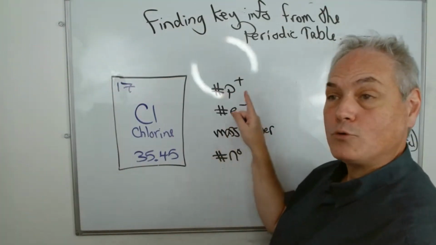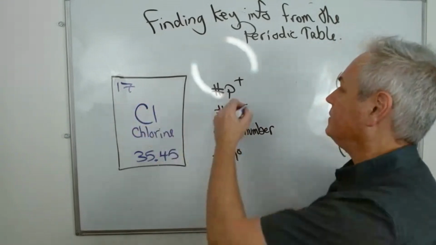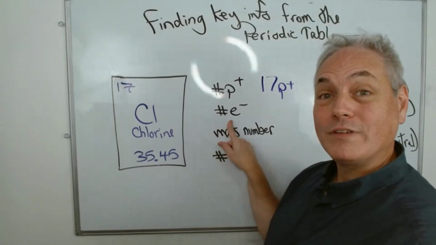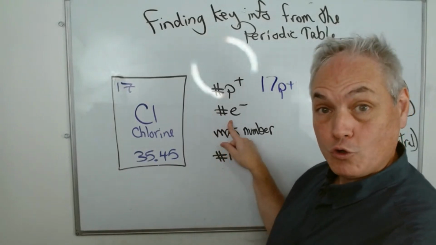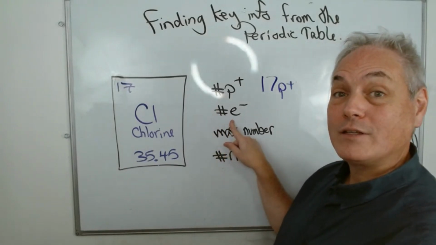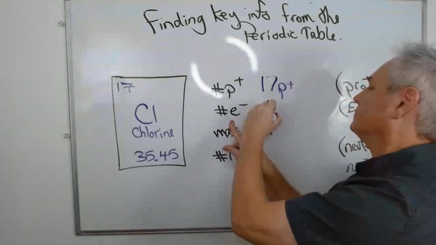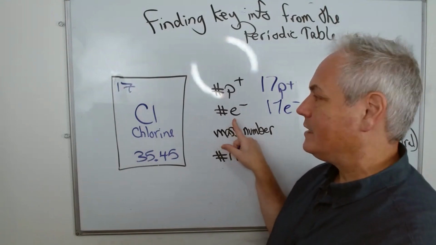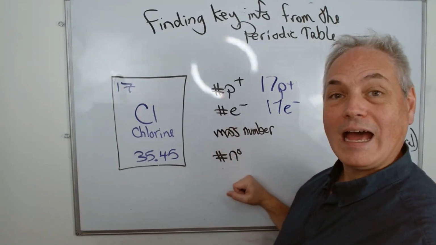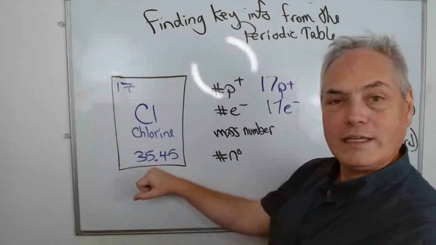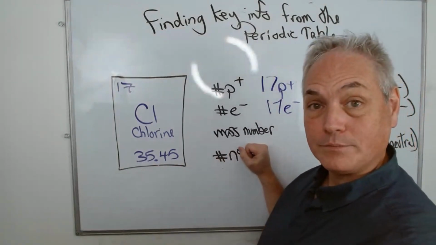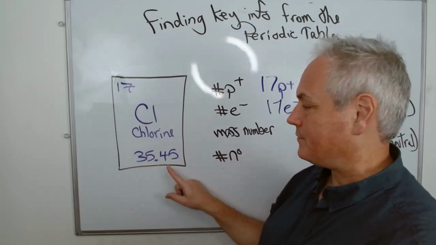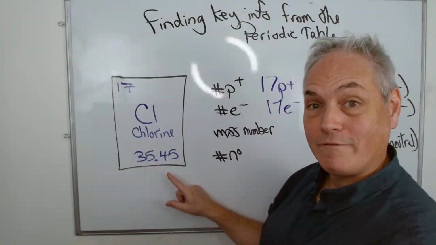If I'm looking for how many protons, the atomic number is 17. That's the first one. Now, if you're looking for the number of electrons, knowing that we're working with neutral atoms right now, we're going to have the same number of electrons as protons. And that gives us 17 electrons as well. Now, how can we find how many neutrons there are? To find the mass number, we have to look at the atomic mass. Here we have 35.45, so it's very close to 35.5.